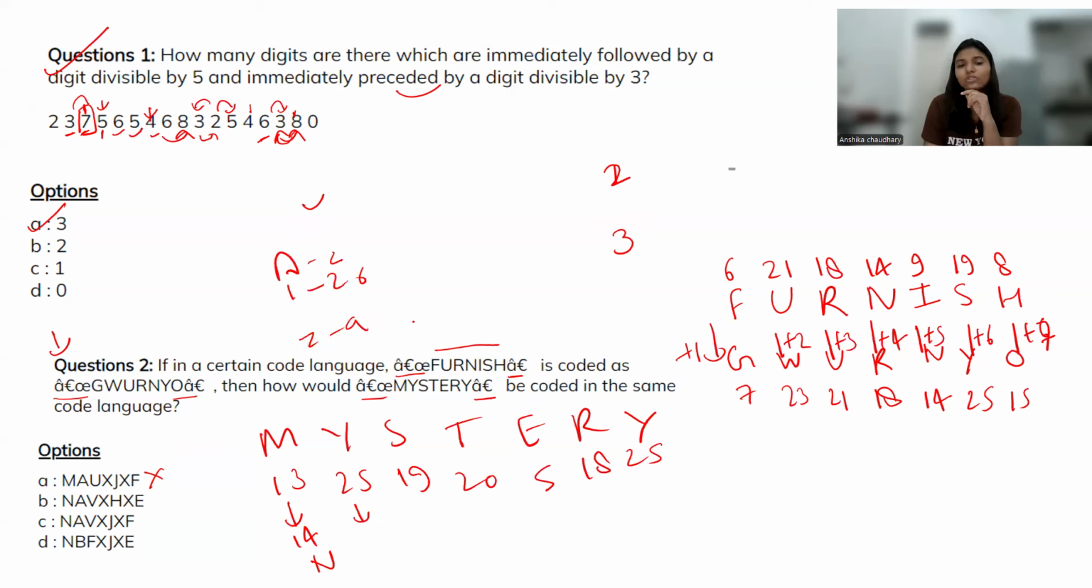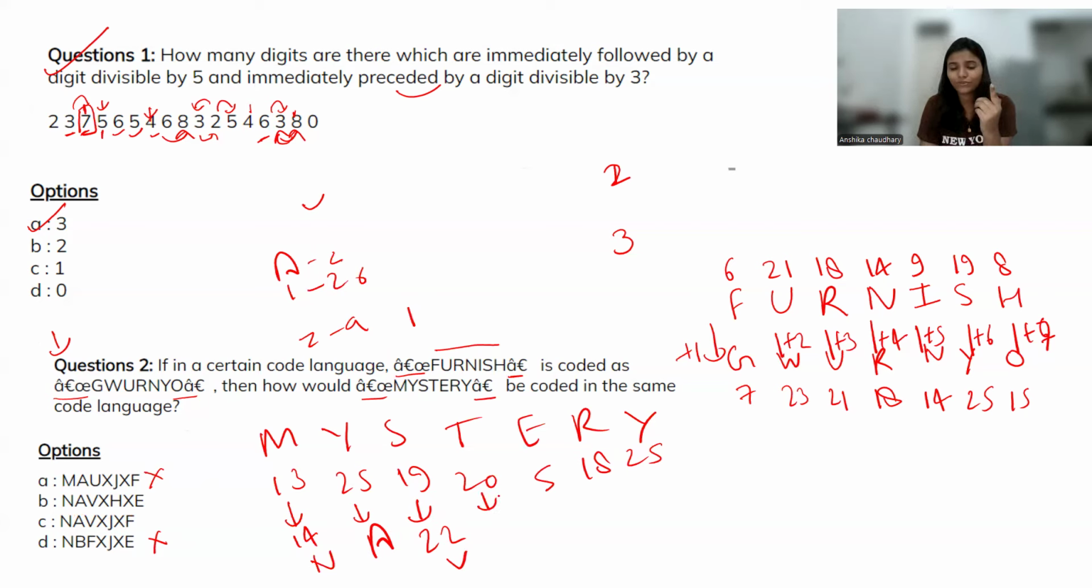1 to 26 is A to Z, then Z to A again, so it will be A at 27. So now A, so option D will also be eliminated. Now the option can be B or C, right? Now we need to add 3, so 19 plus 3 will be 20, 21, 22. So 22, it will be V. So NAV. Okay. Next we have to check again.